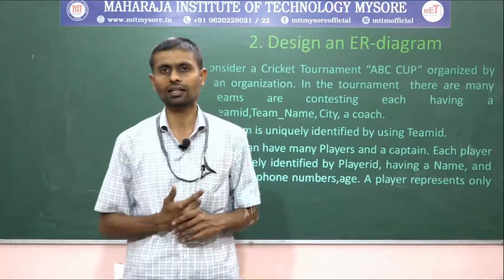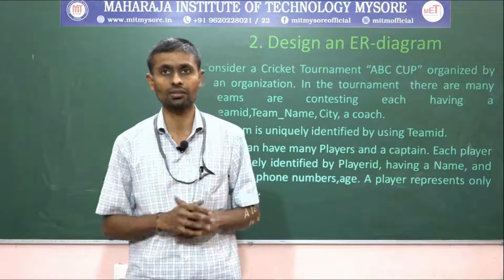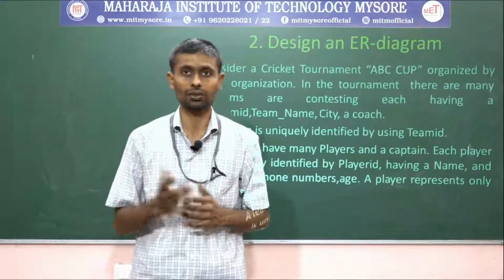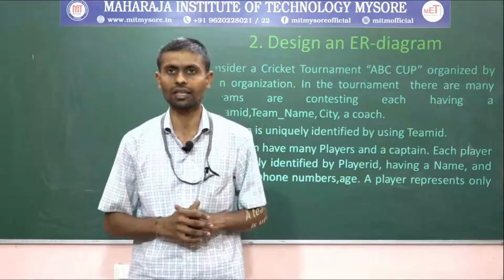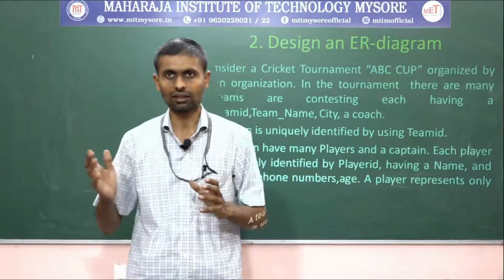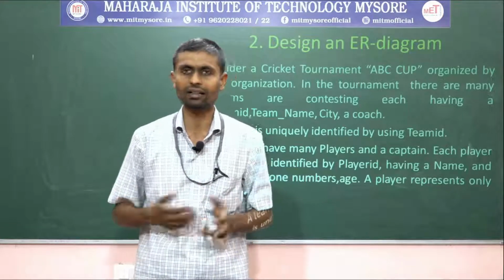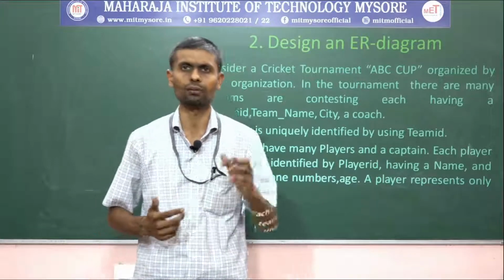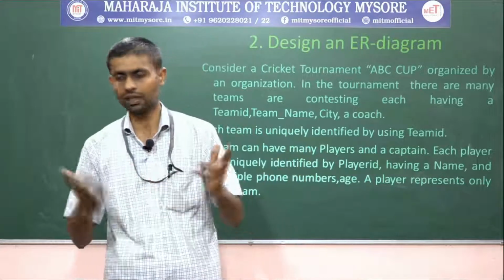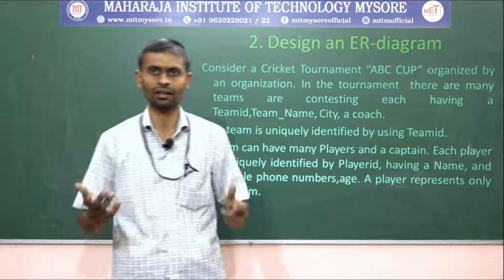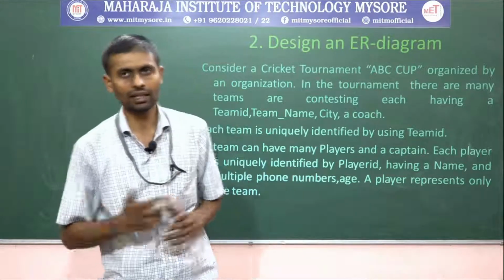Then we discussed how to make use of the participation constraint, the role of a participation constraint, especially in an ER diagram. If all entities participate, then we show it as a total participation. If it is partially participated, then we show it with a single solid line, which we call a partial participation. Like that we have shown.